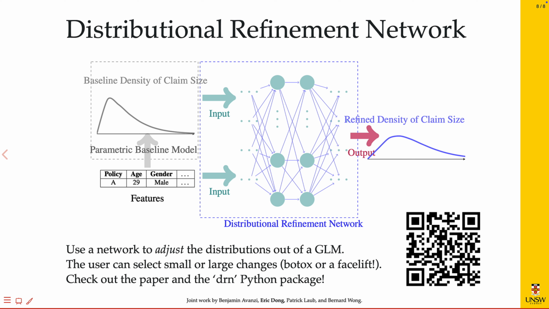It's kind of like cosmetic surgery for your GLM, right? You can do a little bit of change or large changes. That's why I say you can either have Botox or a facelift. The DRN gives you this lever that says my output should be very similar to the GLM, or trust the neural network and let it drift further away. I won't be able to say anything about how this works. It's all in the paper or in the Python package. Thanks very much for your attention.